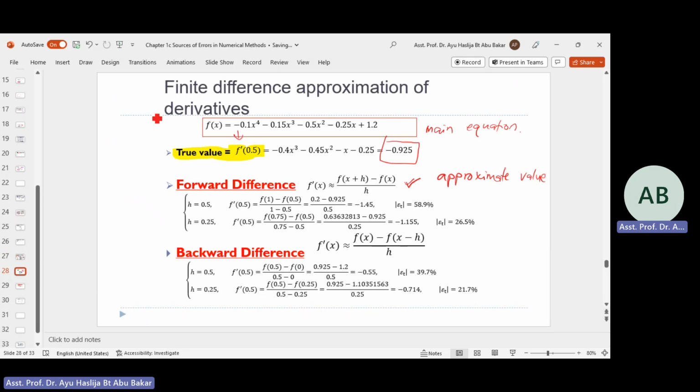So true error, true value minus approximate value over true value, times 100%. Modulus, the error is in modulus, regardless of the sign.